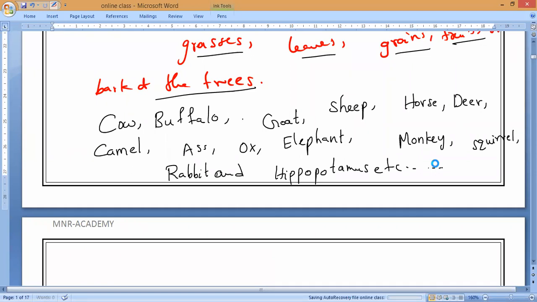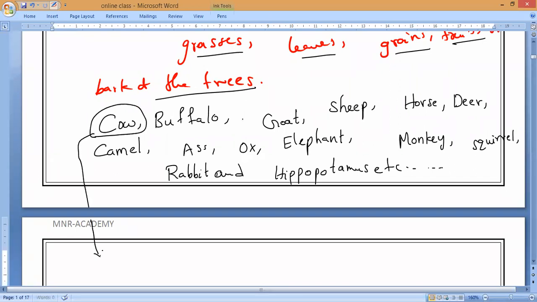Now if you take the well-known animal, cow. Cow you are used to seeing in our surroundings. So why do we call it herbivorous, Arvind?